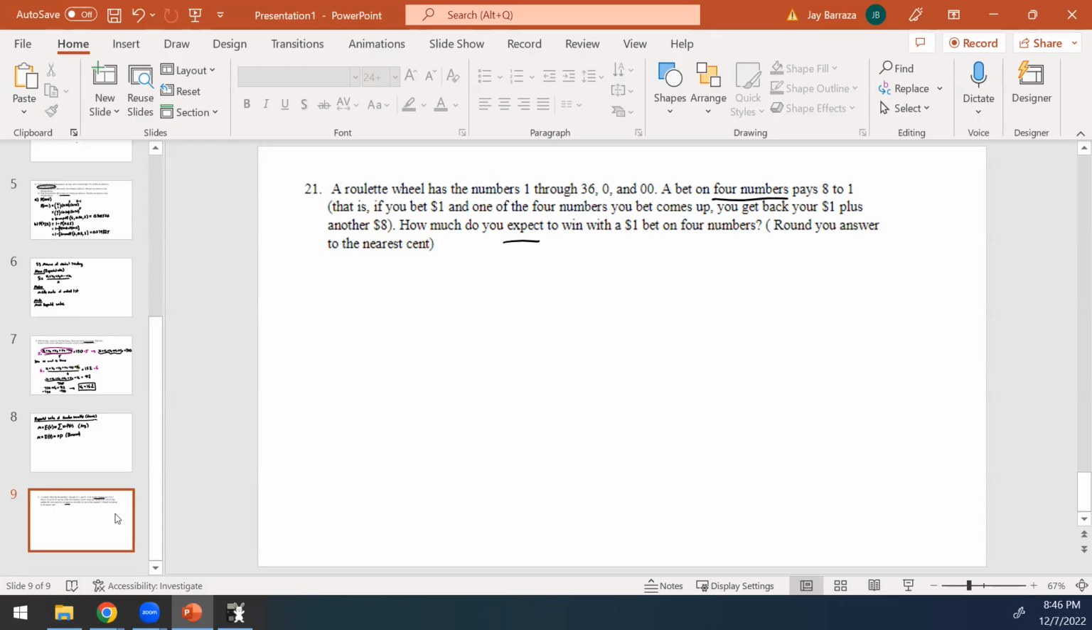So whenever you're doing these problems, you want to do the net winnings, not the gross winnings. So you don't count that dollar that you bet because you didn't win it, you just got it back. But it doesn't count as part of the winning. So just be a little aware of that detail.